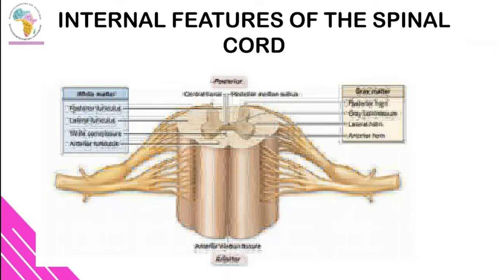The gray matter is further divided into the posterior one, then the lateral one, and anteriorly the anterior one. The posterior one's main function is to receive sensory information, whereas the anterior aspect tends to get involved in the motor function of the spinal cord.